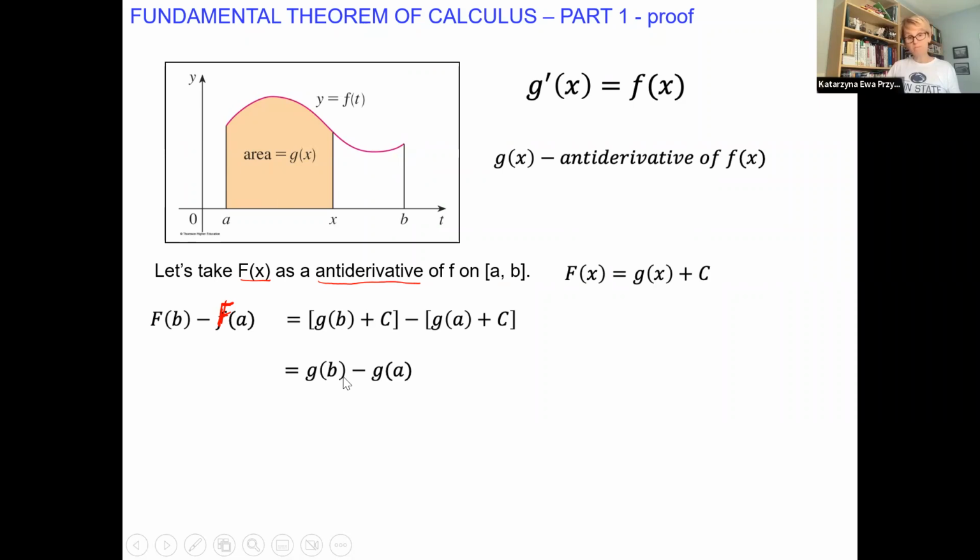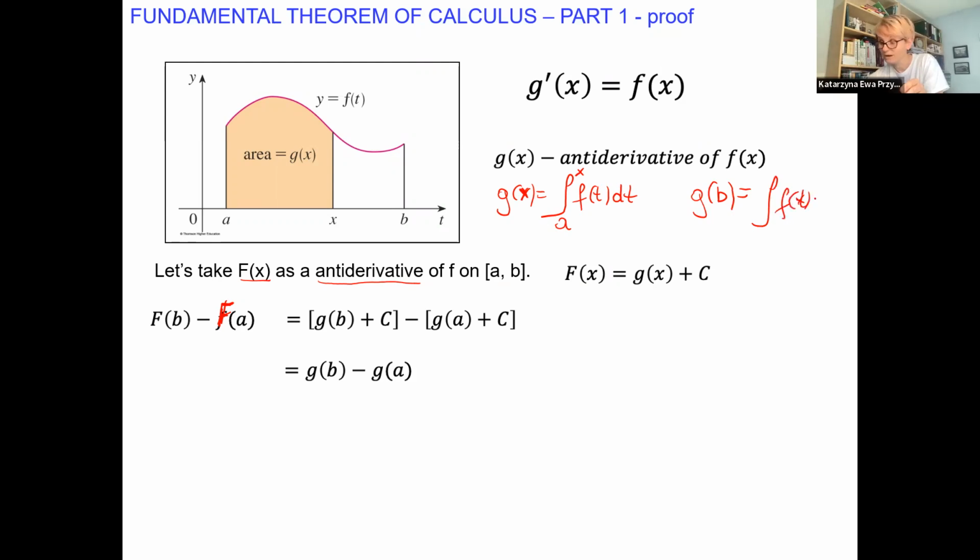Now, g of b. Thinking about our settings at the beginning, g of x is the area up to x. Yeah, I can write one more time. It's the antiderivative. That means we're taking this function from a up to x. Then what will be g of b? It will be the area up to b. The antiderivative, or the area actually, of the function f of t dt from a up to b, because g of x is up to x, g of b is up to b.